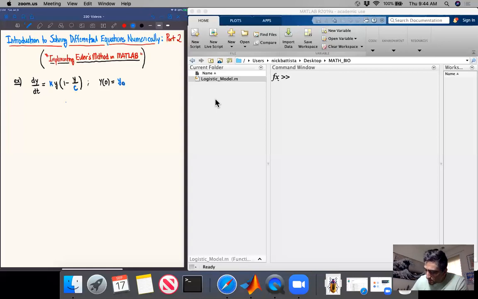So let's just give some of these parameters values. Let's say k is equal to 0.75. Let's say c is equal to 100. And let's just give an initial value of y0 equal to, let's just go with 15. And of course, these are really just to get us started, so we can start actually implementing this algorithm and starting to test it out.